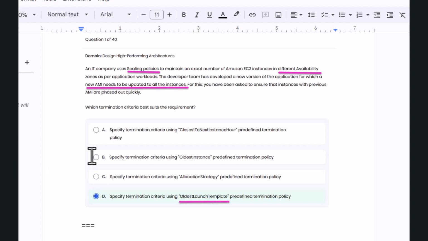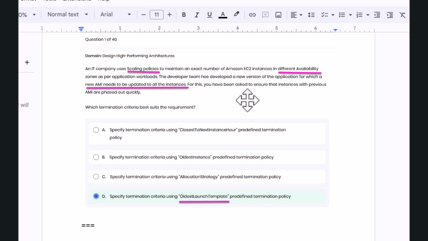Let's see a few questions of AWS certification. The first one is design high performance architecture. An IT company uses scaling policies to maintain an exact number of EC2 instances in different availability zones as per application workloads. The developer team has developed a new version of the application for which a new AMI needs to be updated to all the instances. For this, you have been asked to ensure that the instances with previous AMIs are phased out quickly.